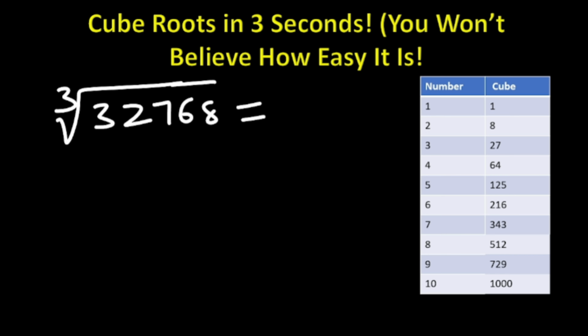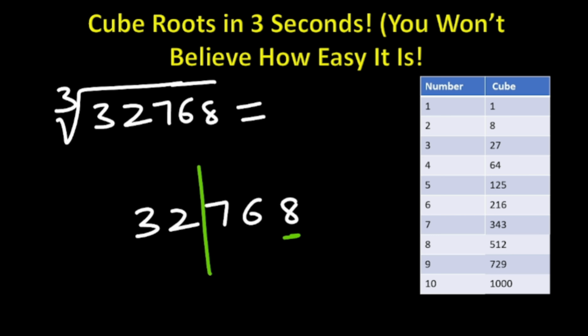Again, to find the cube root, we take the number 32768, and then you draw a line separating the right side 3 digits from the left. Now the first step is to look at this digit. This cube number ends in 8. If the cube ends in 8, its cube root ends in 2. So the first digit in our answer is going to be 2.